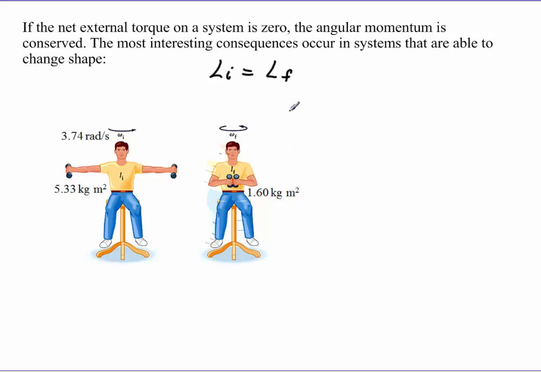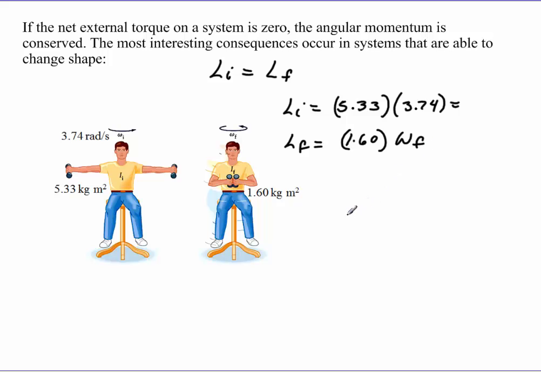So we'll set this problem up. L initial would equal moment of inertia 5.33 times 3.74. That would be my initial. My final would equal 1.60 times omega final.